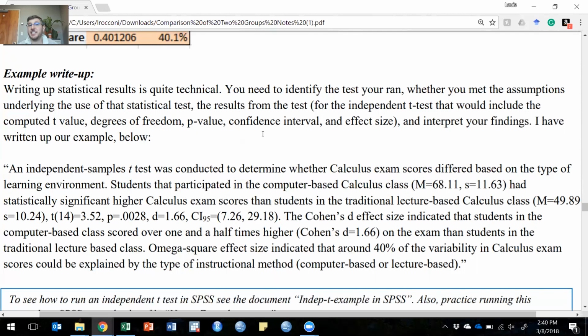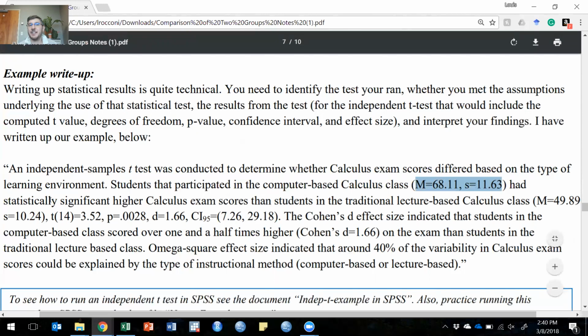An independent samples t-test was conducted to determine whether calculus exam score differed based on the type of learning environment. Students that participated in the computer-based class, and notice I gave the mean and standard deviation for that class, had statistically higher calculus exam scores than students in the traditional lecture-based class. And notice I gave the mean and standard deviation for that class. And then you give your results for your t-test. We ran a t-test. Well, this should say t with 16 degrees of freedom equals 3.52. We gave our p-value, our Cohen's d, and our confidence interval.